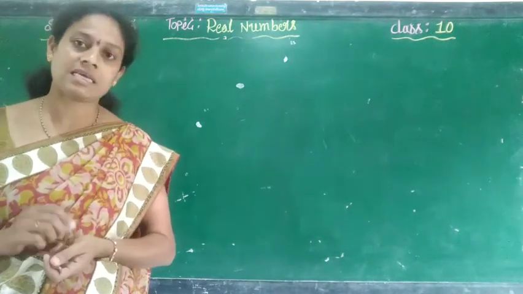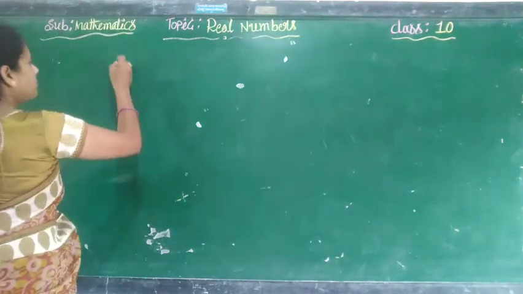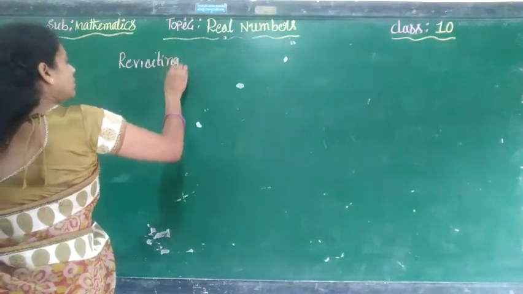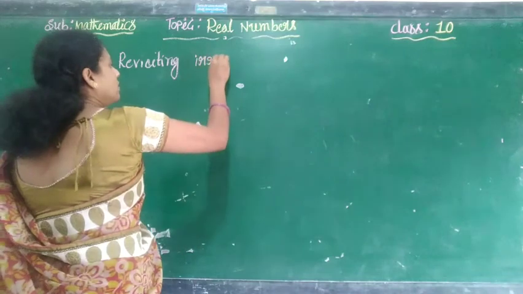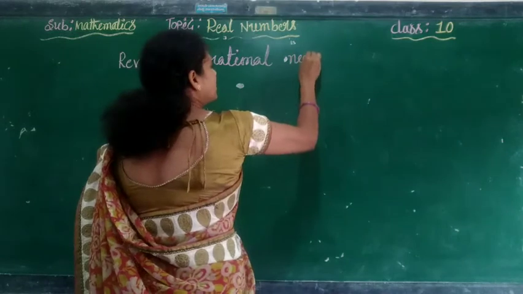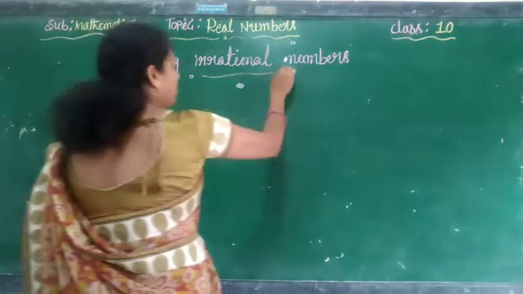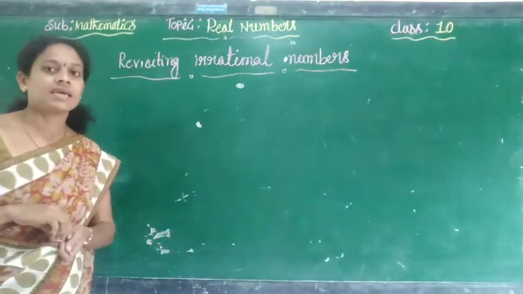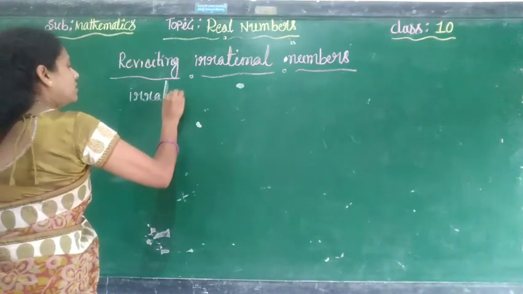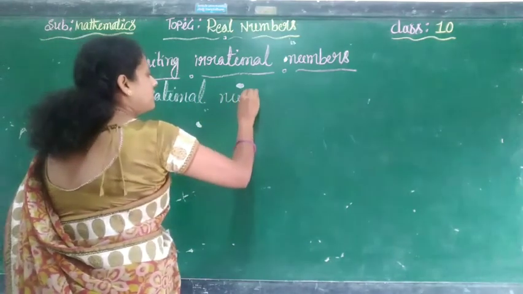Now let us take revisiting irrational numbers. Revisiting irrational numbers. First, we take irrational number.